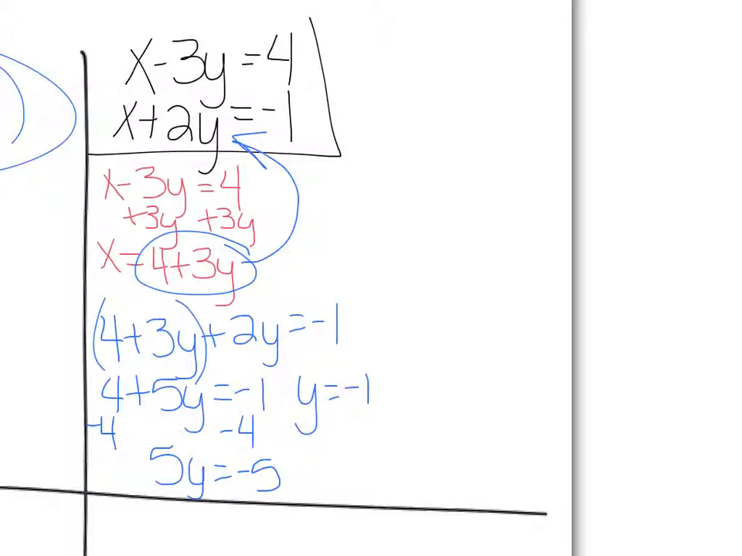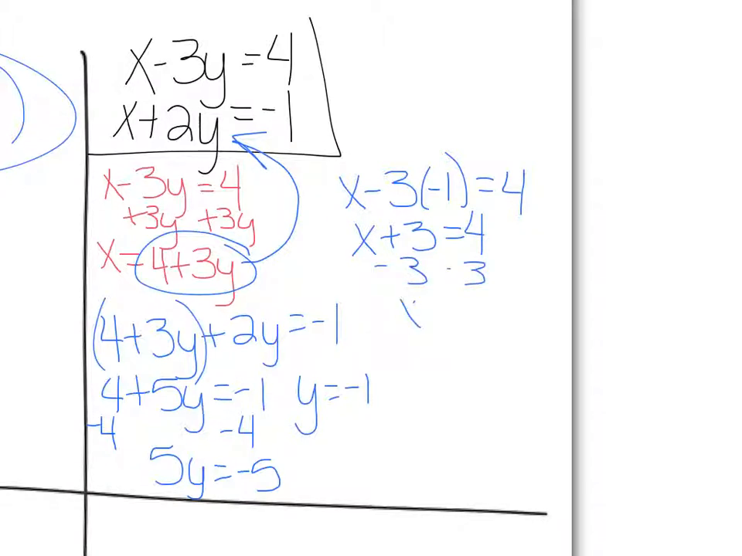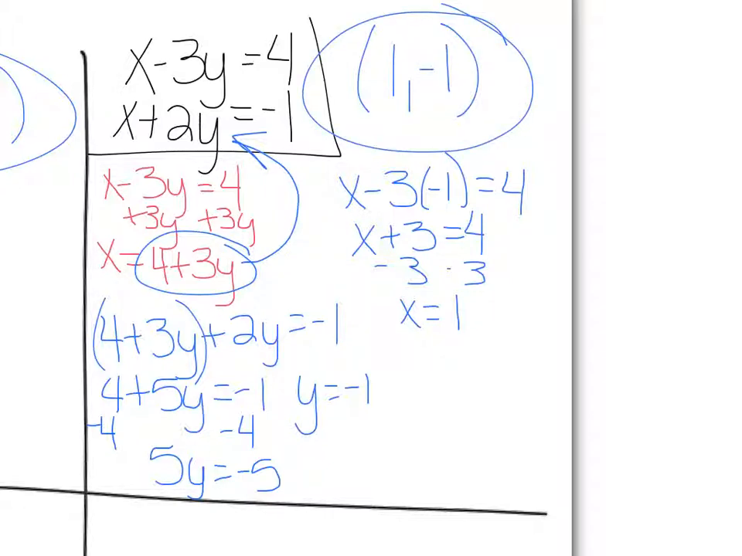Now we need to solve for x. Which equation do you want to plug this y into? The first one. One way is probably not going to be any easier than the other. So if we plug y into the first equation, x minus 3 times negative 1 equals 4. Negative 3 times negative 1 should be a positive 3. So if I subtract 3 from both sides, I end up with x equals 1. So what is my answer as an ordered pair? 1 comma negative 1. Easier than the graphing? Yes.